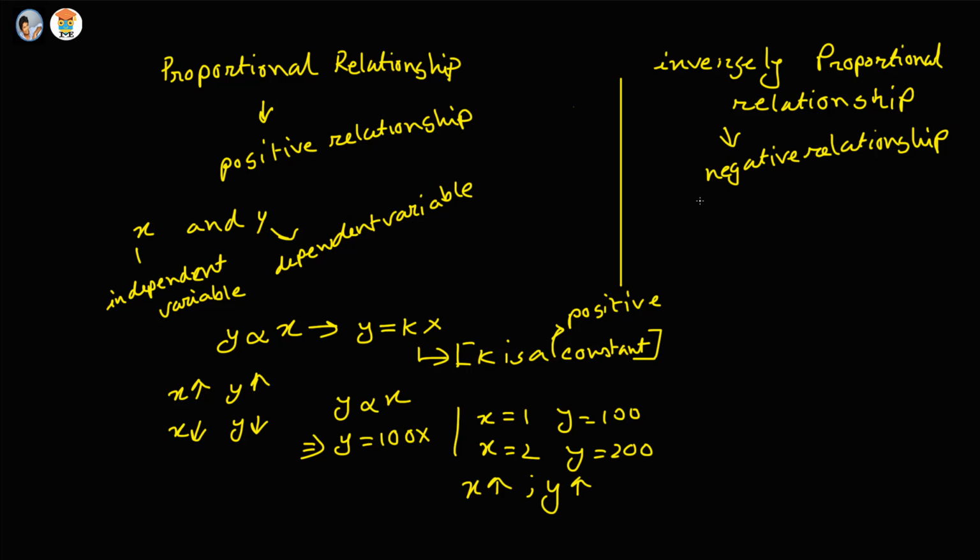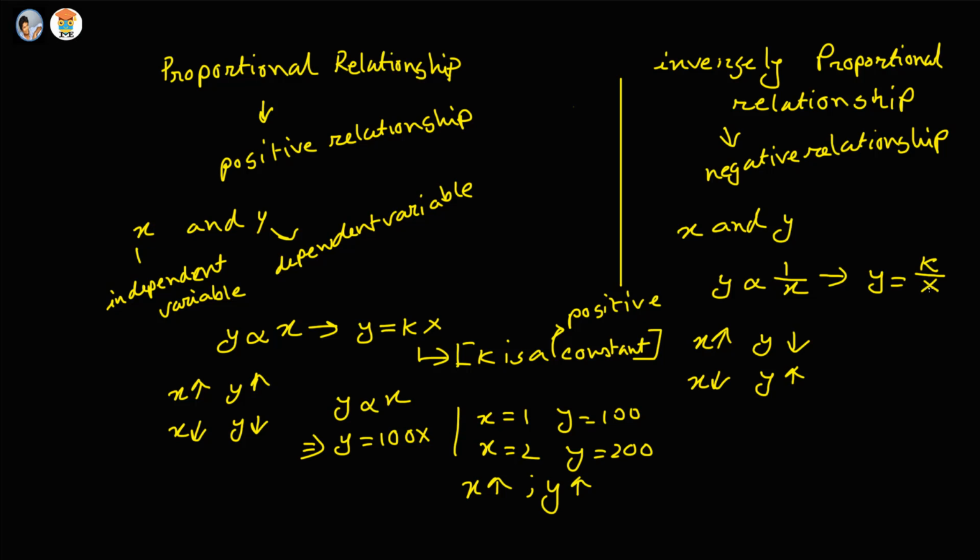Again, just like the first example, say there are two variables, x and y, the dependent variable y and independent variable x, and we can express an inversely proportional relationship, or we can express a negative relationship using y is proportional to 1 by x. Here if x increases, y decreases, but if x decreases, y increases. This relationship here can be written as y is equal to k by x.